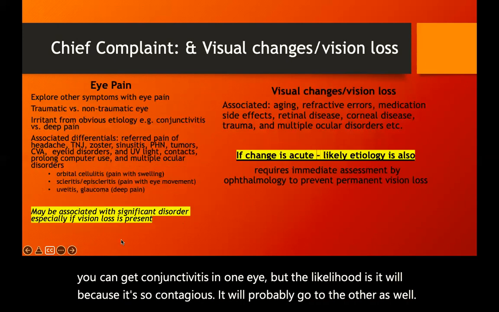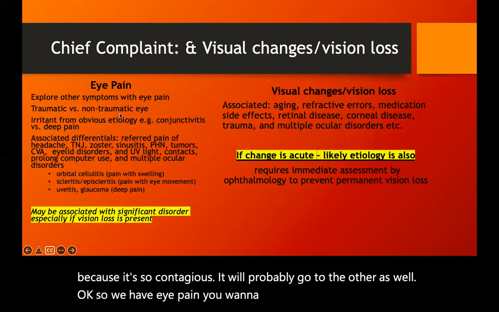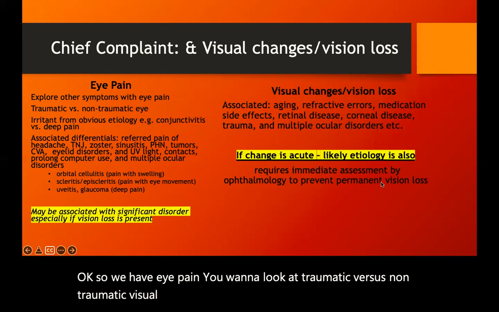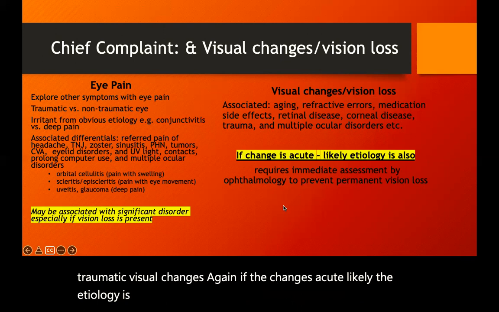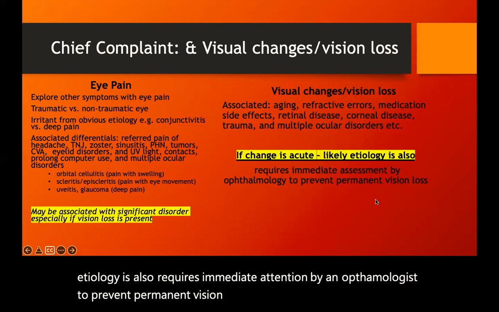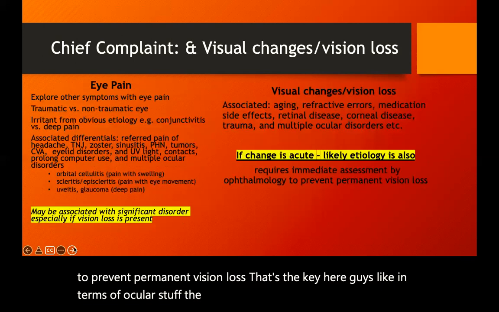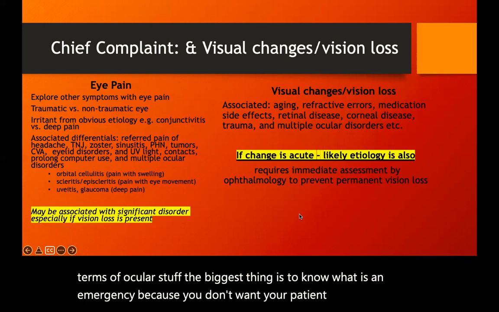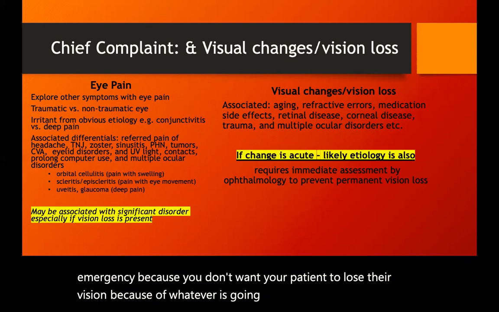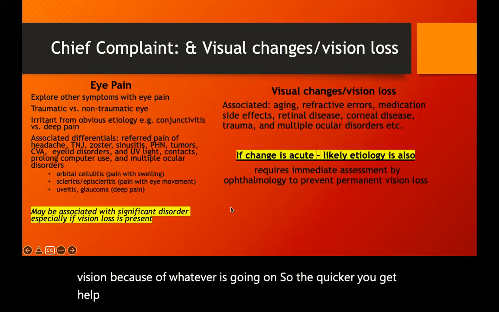Okay, so we have eye pain. You want to look at traumatic versus non-traumatic. Visual changes: if the change is acute, likely the etiology requires immediate attention by an ophthalmologist to prevent permanent vision loss. That's the key here, guys. In terms of the ocular stuff, the biggest thing is to know what is an emergency, because you don't want your patient to lose their vision because of whatever's going on. The quicker you get help by a specialist, the better off the patient will be.